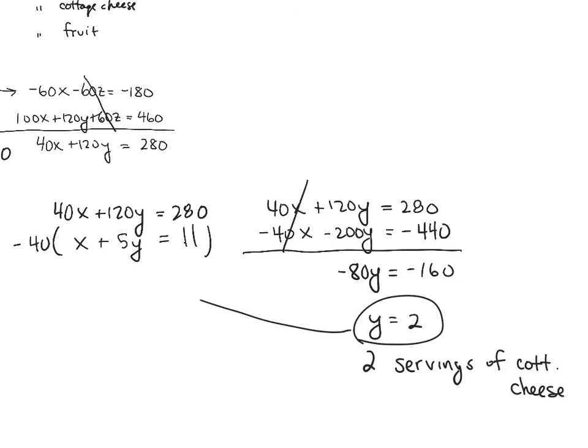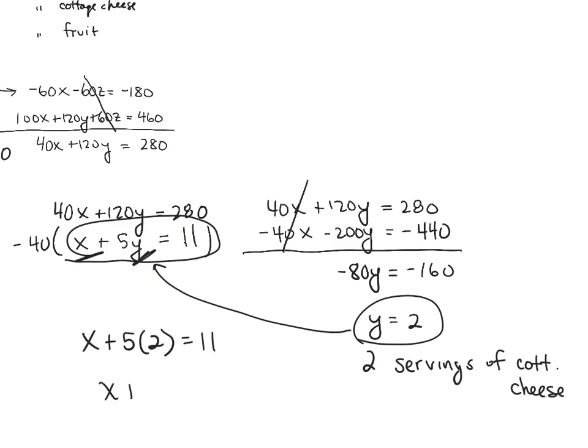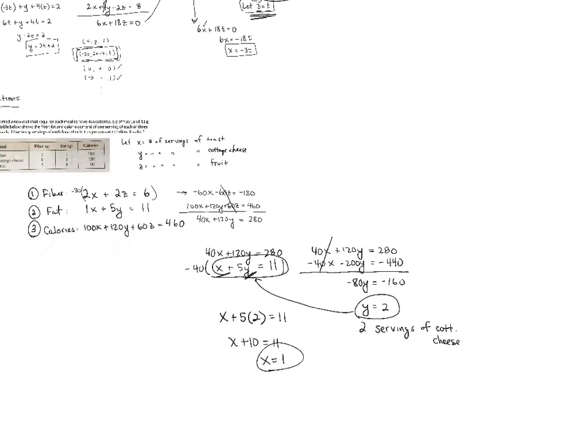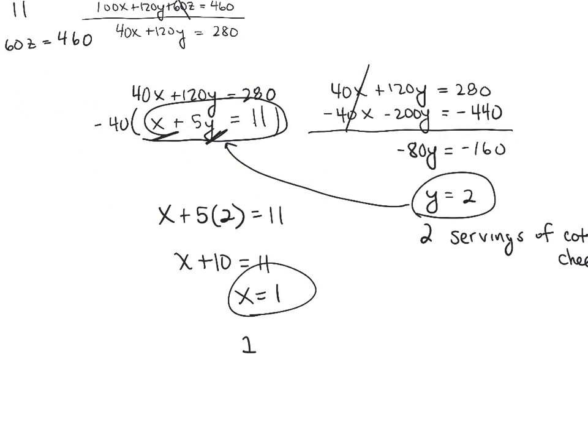So if I know that y equals 2, I can substitute that in for that equation now to solve for x. Remember, if you only have one variable solved for, you can't go back to an equation with all 3 variables. You can go back to an equation with only 2. In this case, we have x and y. So that equation becomes x plus 5, instead of 5 times y, it's 5 times 2 now. And subtract 10, you get x equals 1. And remember, x, we defined to be servings of toast. So that means 1 serving of toast.